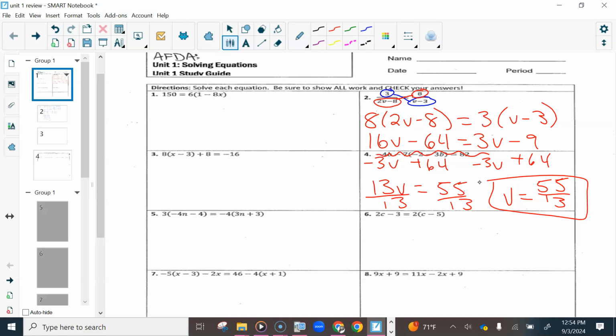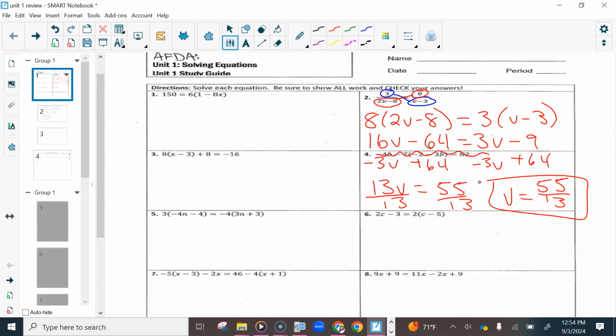It also depends on how you start to solve it. If you didn't do it exactly like me, you may have gotten a negative, but then you should have also gotten a negative 55 and the negatives would have canceled. But if you just accidentally put it, just double check that. Alright, on the back of this, let's do some literal equations.